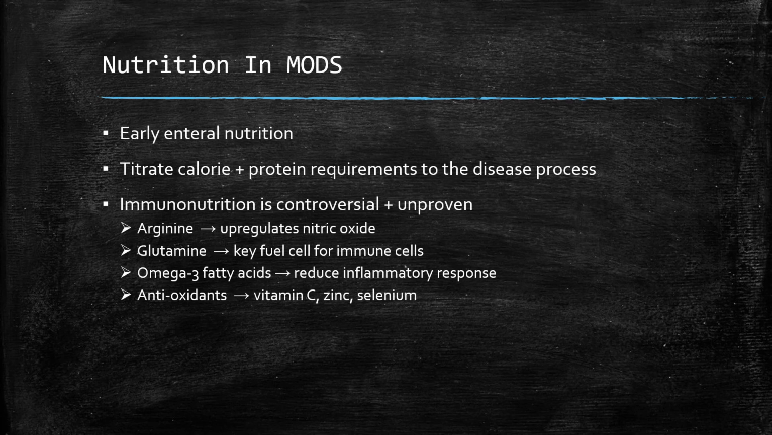The septic patient benefits from early enteral nutrition just like any other injured patient. Now, whether these patients benefit from immune-enhanced formulas is controversial and of unproven benefit. Nevertheless, many surgical intensivists do give their sick and injured patients nutritional formulas that have increased amounts of arginine, glutamine, omega-3 fatty acids, and antioxidants like vitamin C, zinc, and selenium.